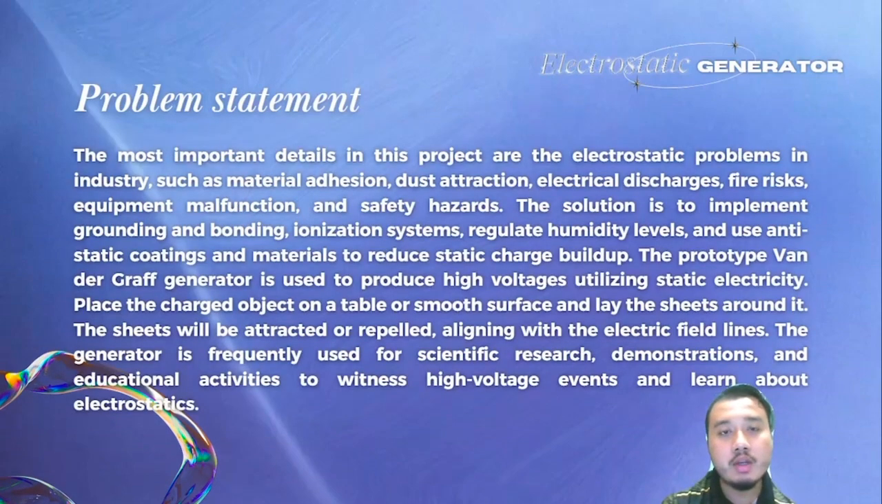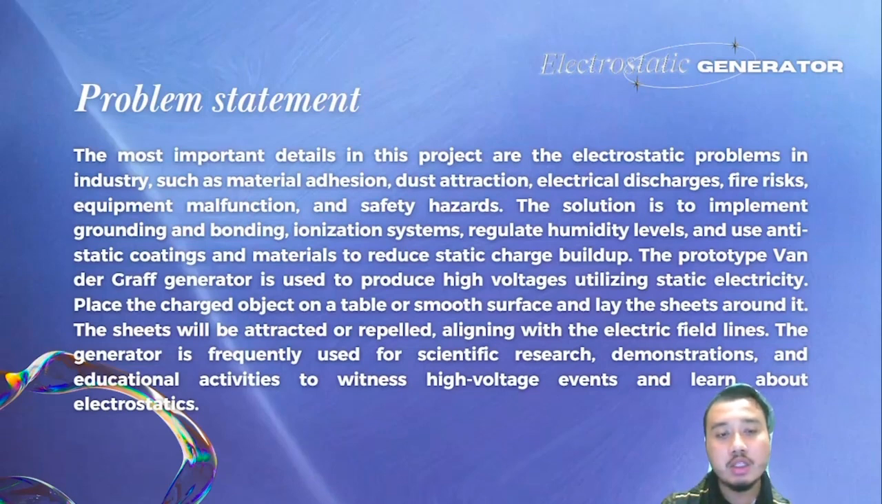And the problem statement for this project. The most important details in this project are the electrostatic problems in industry, such as material adhesion, dust attraction, electrical discharge, fire risk, equipment malfunction, and safety hazards. The solution is to implement grounding and bonding, ionization systems, regulate humidity levels, and use anti-static coatings and materials to reduce static charge build-up. The prototype Van de Graaff generator is used to produce high voltage utilizing static electricity.